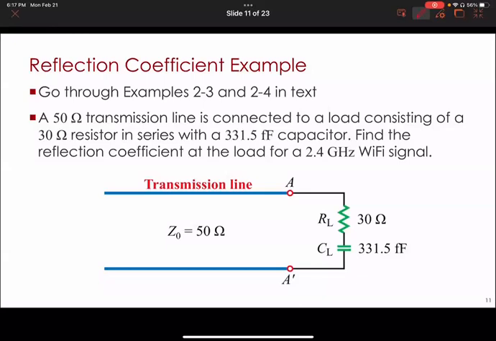We have a load that's a resistor in series with a capacitor. We want the reflection coefficient. That's capital gamma, okay? The equation that I always remember for capital gamma is ZL minus Z naught over ZL plus Z naught. We know Z naught, it's 50. We need ZL. What's ZL?